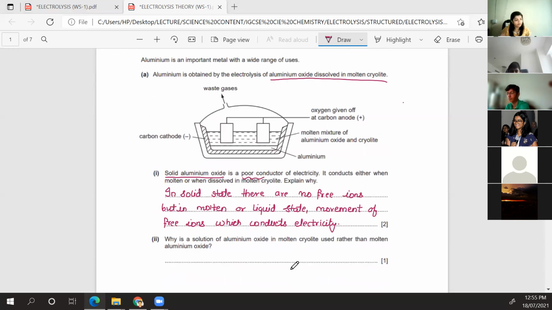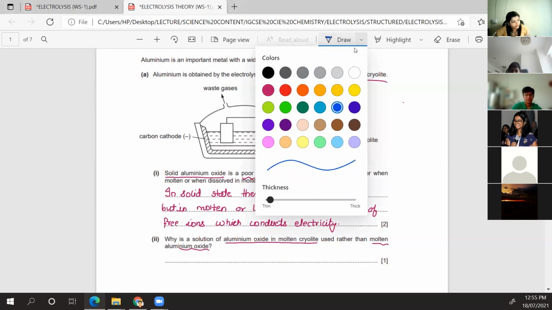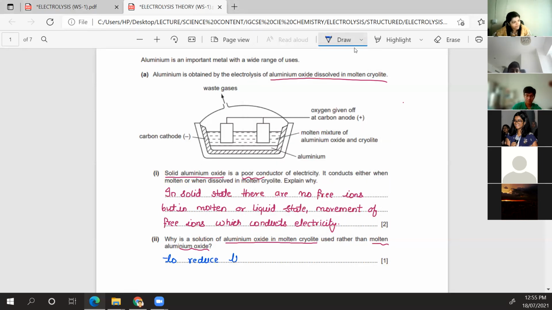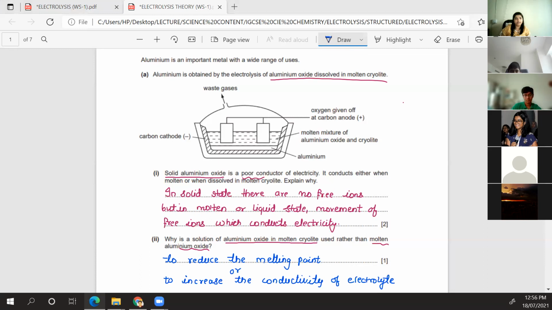Why is a solution of aluminum oxide in molten cryolite used rather than molten aluminum oxide? The answer is that it is used to reduce the melting point or to increase the conductivity when dissolved in cryolite. So over here, you can write to reduce the melting point, because it's a 1 mark question. So reduce the melting point, that is 1 mark, or we can write to increase the conductivity of electrolytes. Okay, next one.